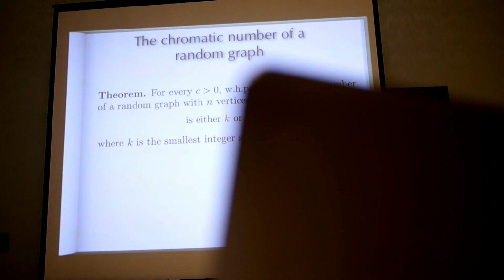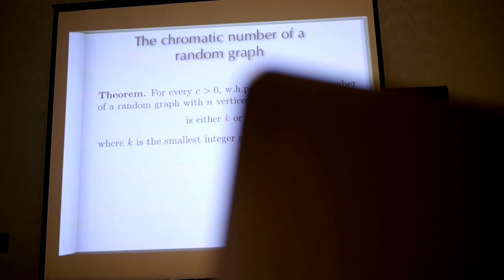So, for every constant c greater than 0, with probability that tends to 1 as the number of vertices tends to infinity, the chromatic number of a random graph with n vertices and c times n edges is either k or k plus 1, where k is the smallest integer such that c is less than k plus k.